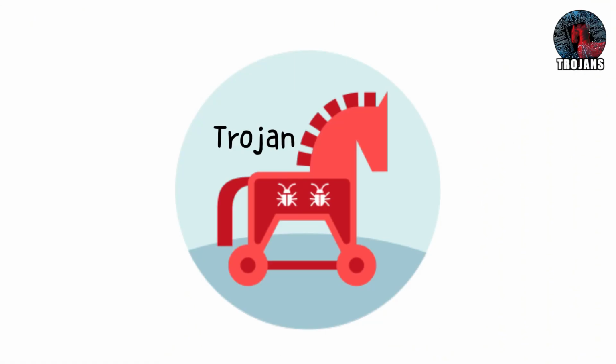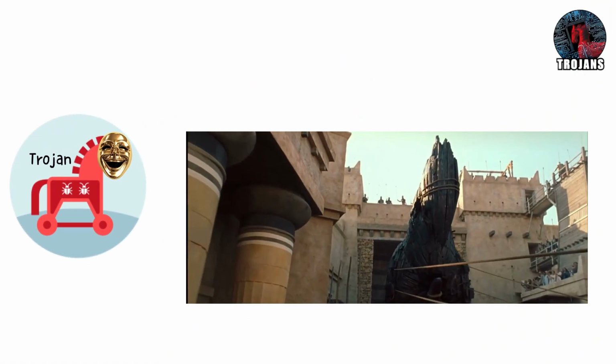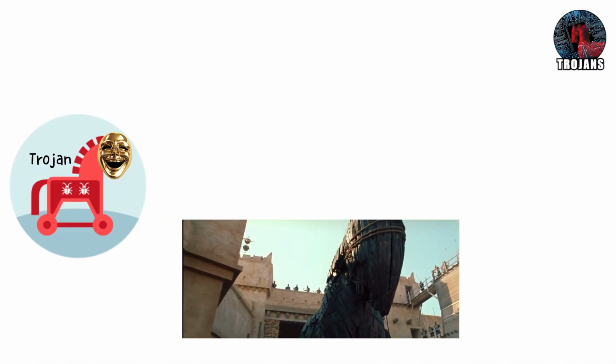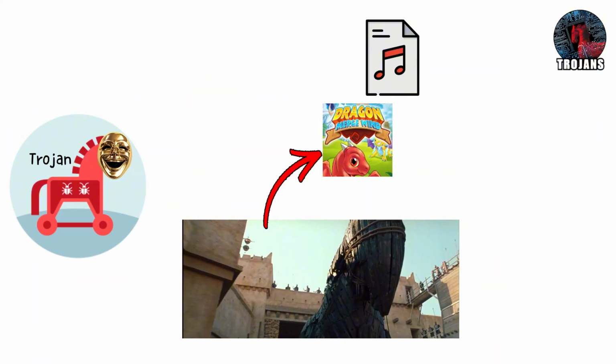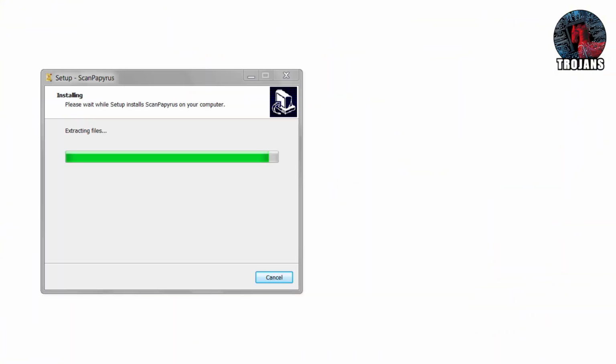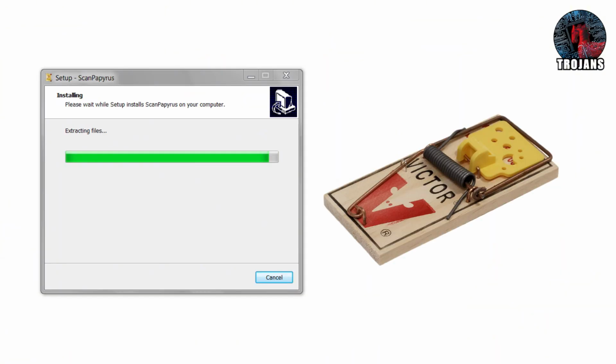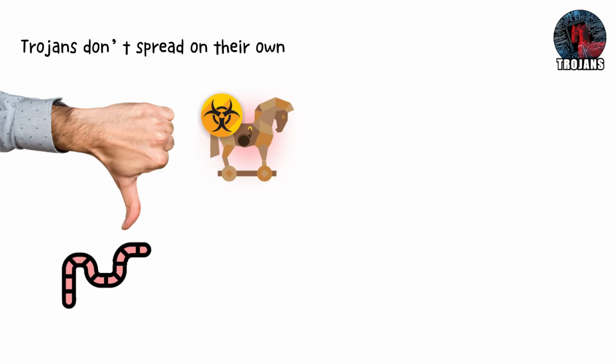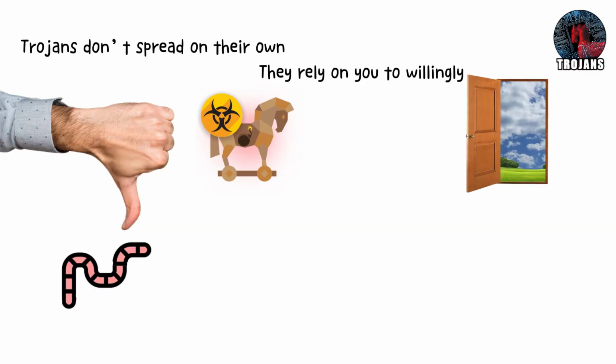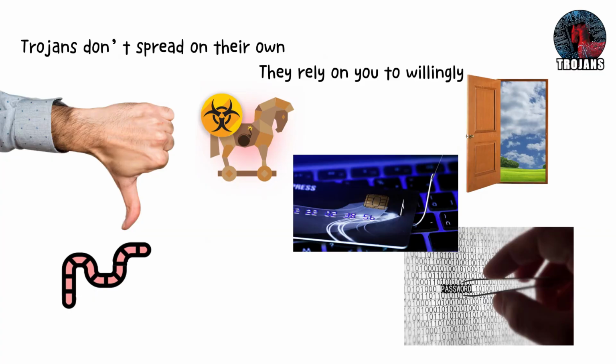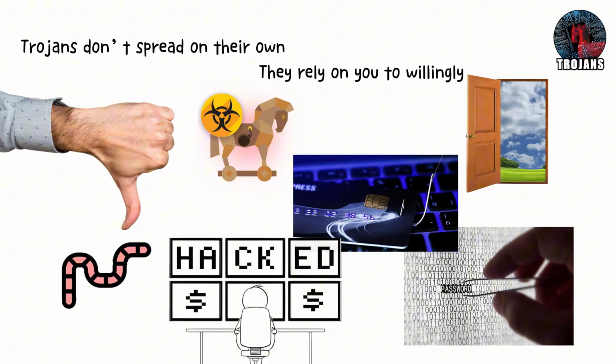Trojans. Trojans are digital tricksters. Named after the legendary Trojan horse from Greek mythology, they disguise themselves as something harmless like a free game, music file, or even a fake antivirus program. But once you install them, the trap springs. Unlike worms, Trojans don't spread on their own, they rely on you to willingly open the door. And once inside, they can steal passwords, banking details, or even allow hackers to plant more malware.